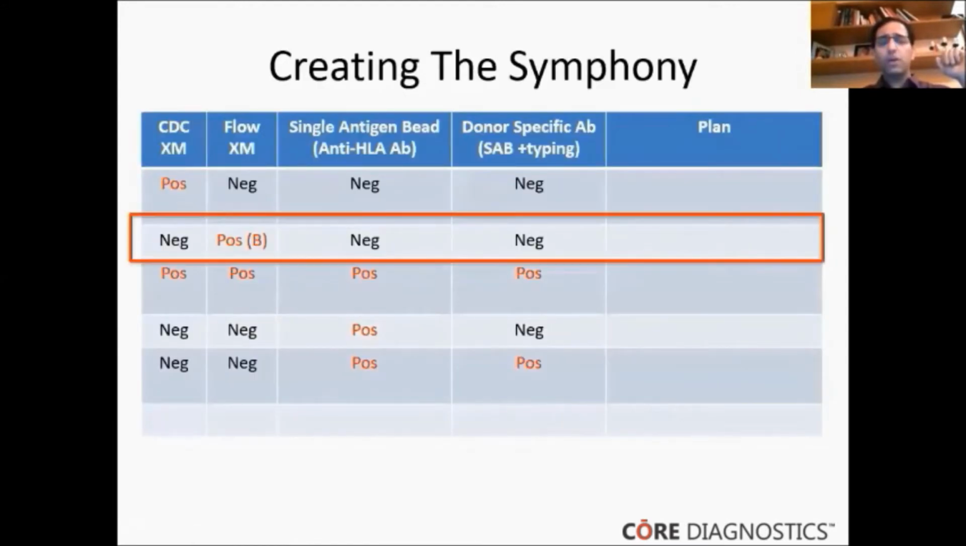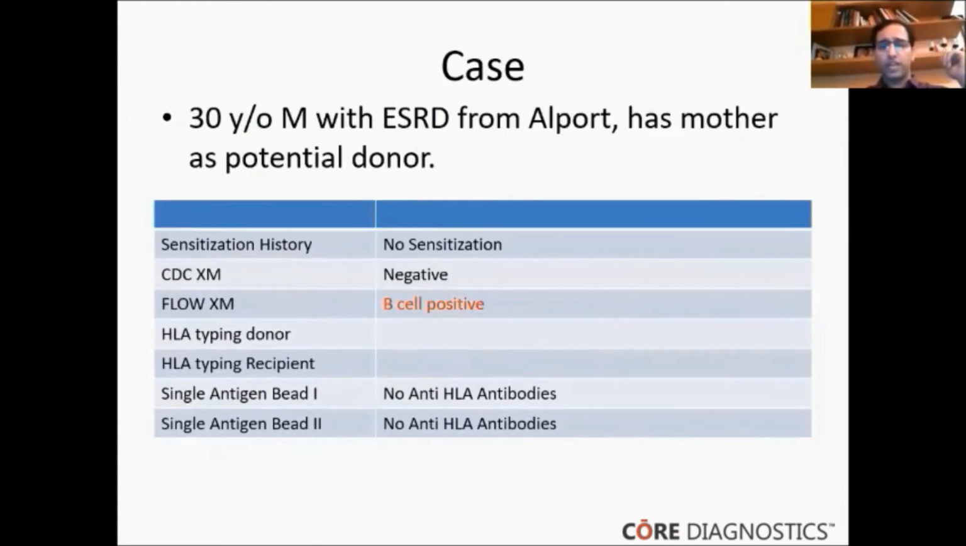Now let's talk about our second case, in which you have a CDC crossmatch negative and a flow, which is B cell, which is positive. Again, a 30-year-old male with end-stage disease from Alport, mother as a donor, no history of any sensitization, CDC crossmatch is negative, flow crossmatch is B cell positive, and again, the single antigen beads are negative.